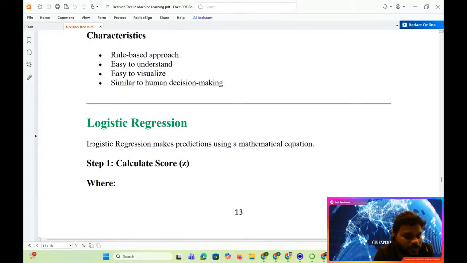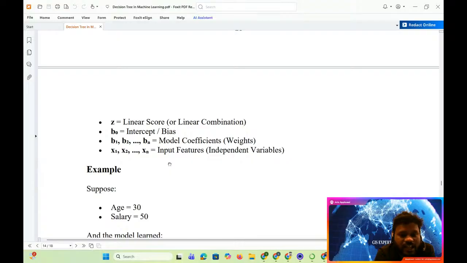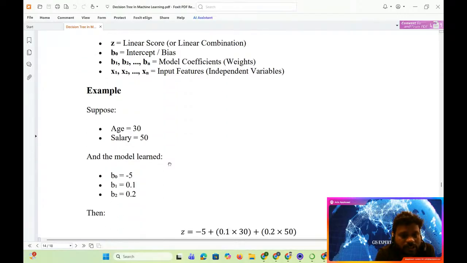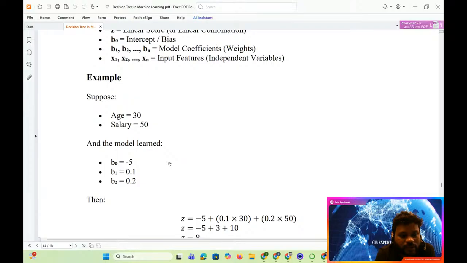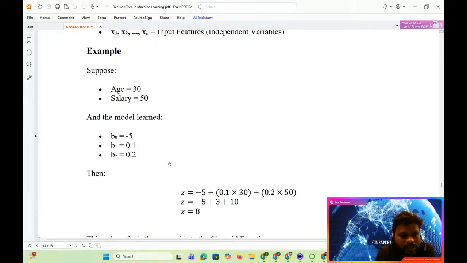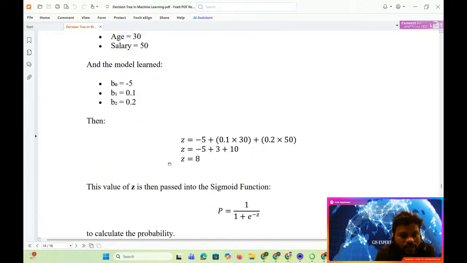So in the previous case, we have read about logistic regression. And what does logistic regression do? Logistic regression makes predictions using a mathematical equation, calculating a score Z, the linear score, where b0 is the intercept, and b1, b2 are the model coefficients, weights, multiplied with the input features that are independent. Suppose age is 30, salary is 50, and the model learns b0 equal to minus 5, b1 is 0.1, b2 is equal to 0, then z is equal to 10.